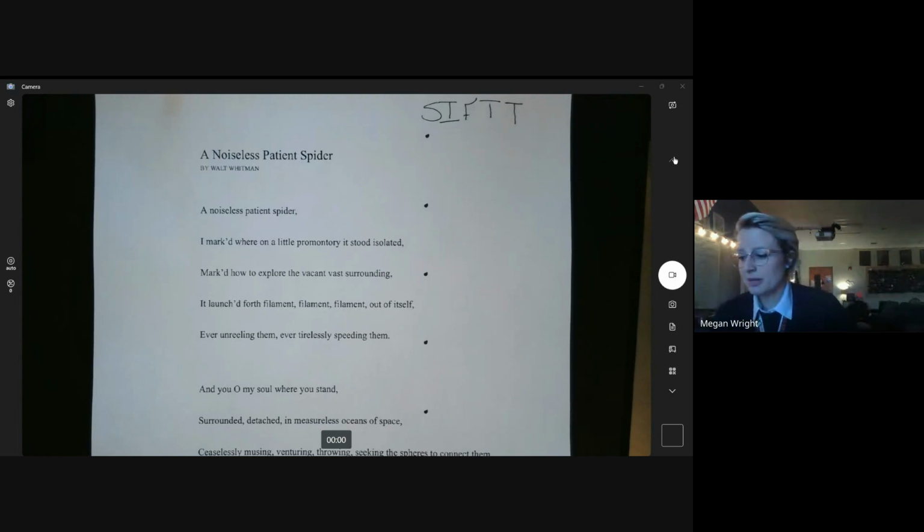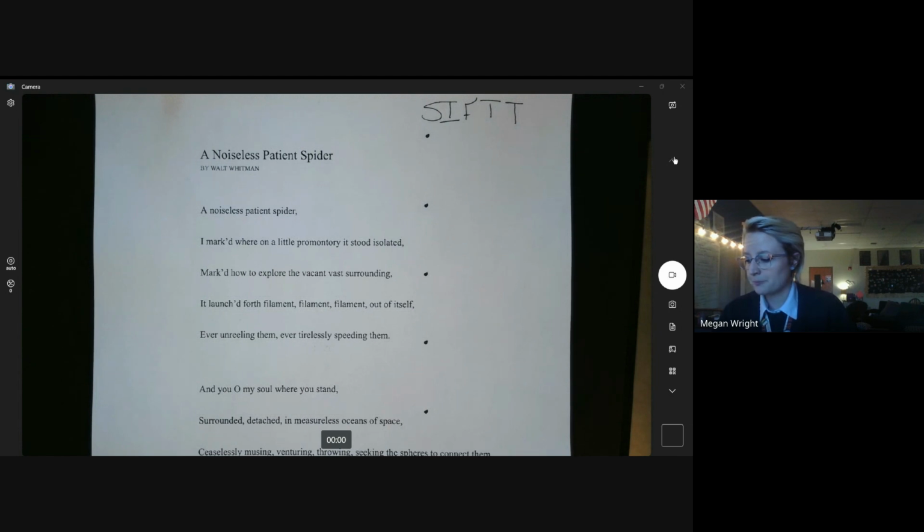A noiseless patient spider, I marked where on a little promontory it stood isolated, marked how to explore the vacant, vast surrounding. It launched forth filament, filament, filament out of itself, ever unreeling them, ever tirelessly speeding them. And you, O my soul, where you stand, surrounded, detached in measureless oceans of space, ceaselessly musing, venturing, throwing, seeking the spheres to connect them. Till the bridge you will need be formed, till the ductile anchor hold, till the gossamer thread you fling catch somewhere, O my soul.